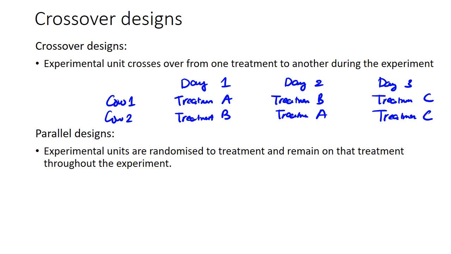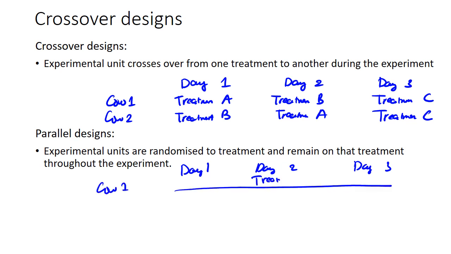Most of our experiments are using parallel design. In a parallel design, experimental units are randomized to treatment and remain on that treatment throughout the experiment. For example, a crossover design requires fewer experimental units because the same experimental units are repeated over time.